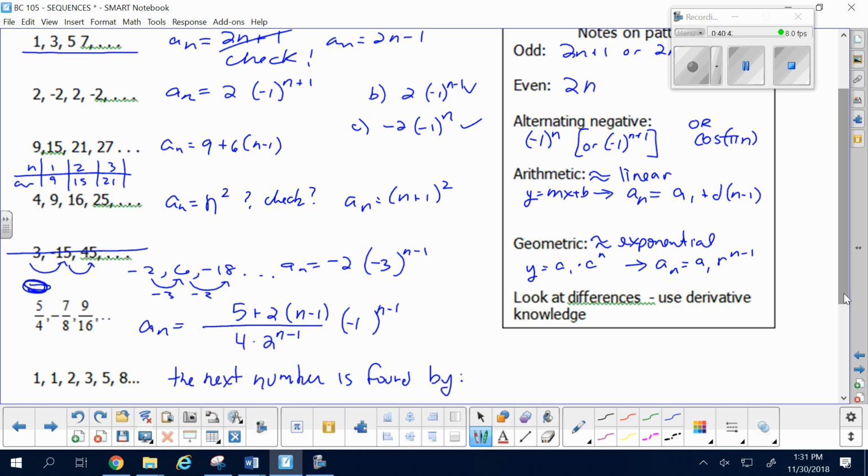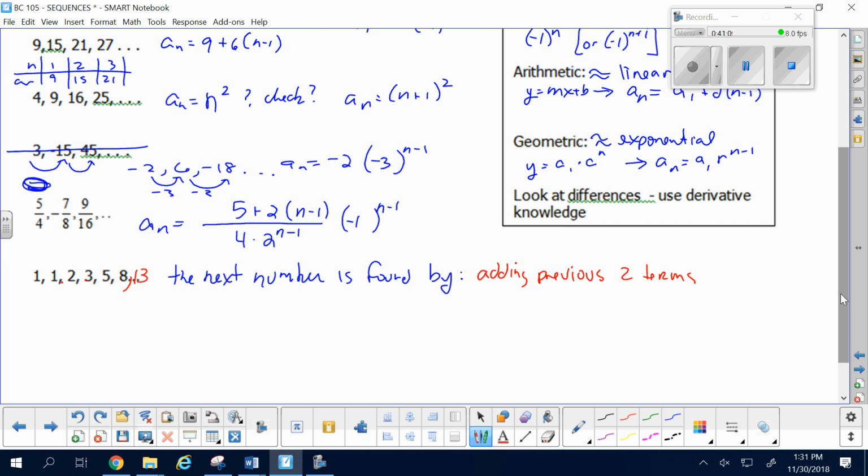Okay, what's the pattern? You find the next number by adding the previous, all of them, or one of them, or adding what? Previous two terms. So, 1 plus 1 is 2. 1 plus 2 is 3. 2 plus 3 is 5. 3 plus 5 is 8. 5 plus 8, the next one would be 13. What is this sequence? This is the most famous sequence in all of mathematics.